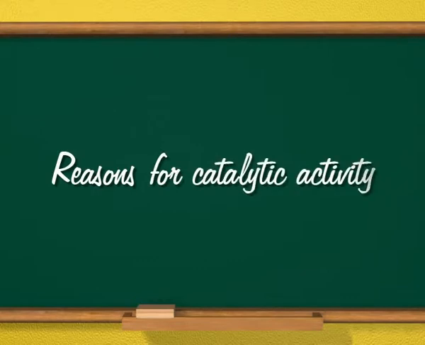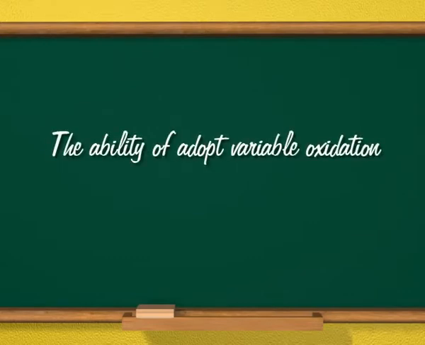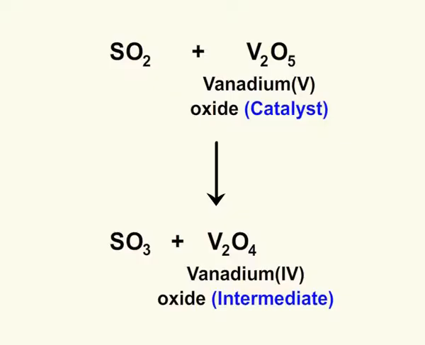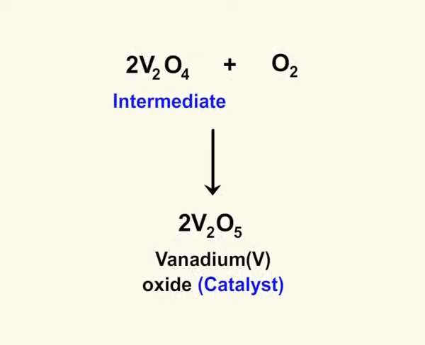Reasons for catalytic activity of transition metals and their compounds. The ability to adopt variable oxidation states and to form complexes. For example, during the conversion of sulfur dioxide to sulfur trioxide, vanadium pentaoxide is used as catalyst. In the reaction, vanadium changes its oxidation state from +5 to +4 and then again to +5 as shown.